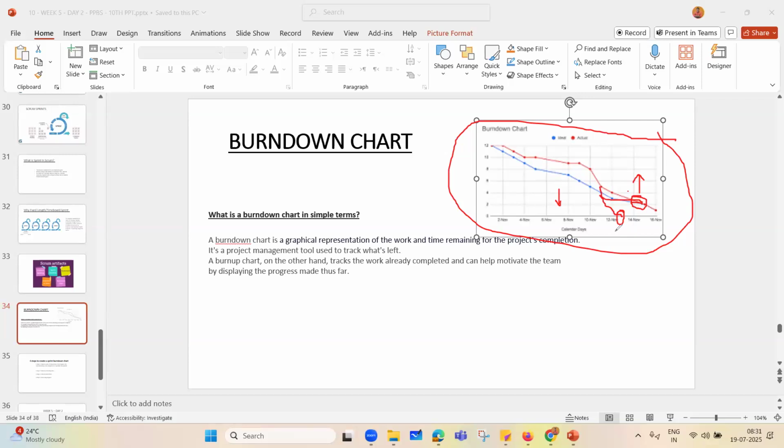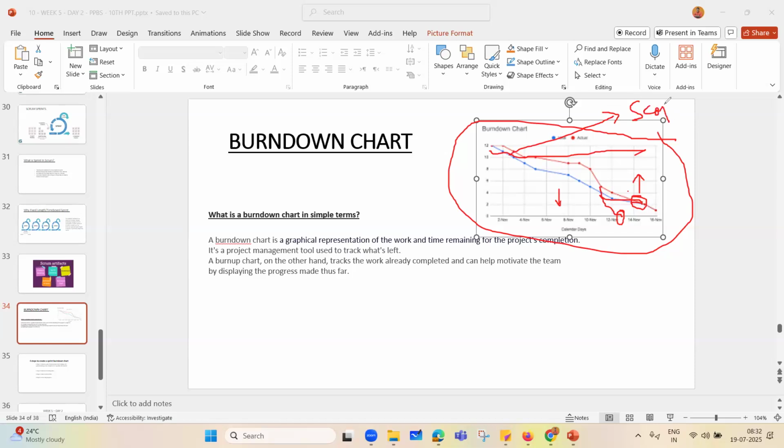In the burn up chart, there is also a third line. The blue line will be the ideal, and the red line will remain the actual. But there is a third line. What is this third line? This third line represents the scope. What will it represent?